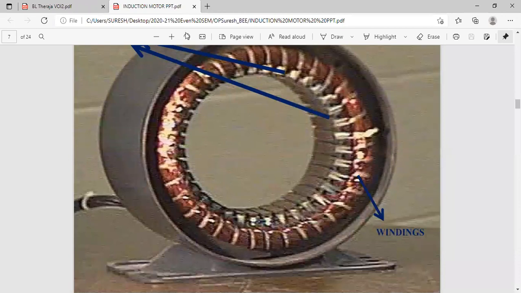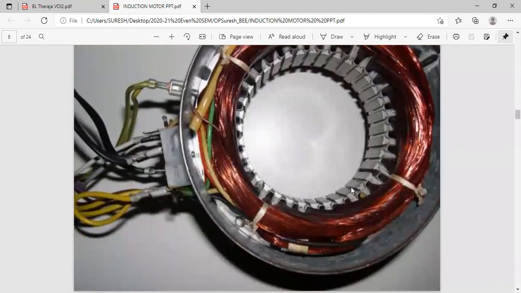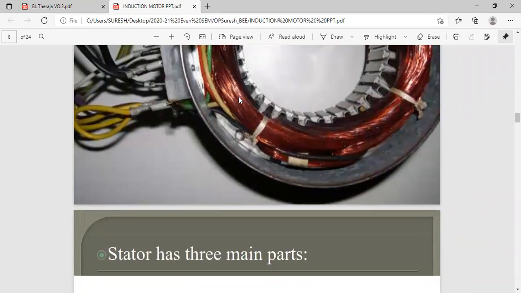See, this is the stator. This is the stator cover. This is the three-phase stator winding. Three-phase star-connected stator winding. See, these are the windings. It is not visible as three-phase, but they are connected in three-phase star connection. So this is the stator. Three phases, 1, 2, 3, are there. Three-phase stator winding.